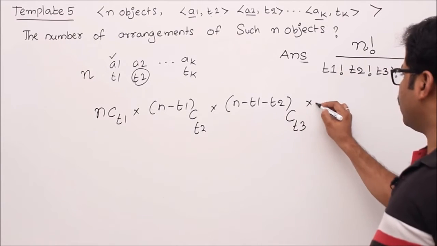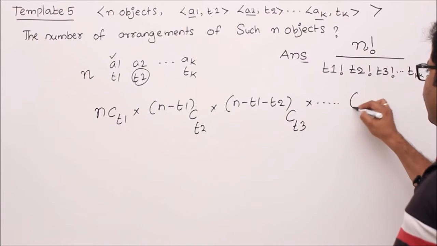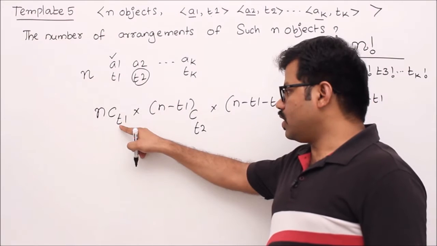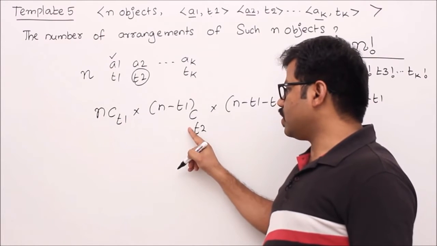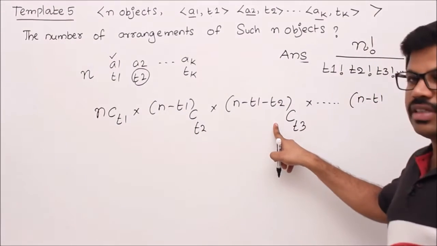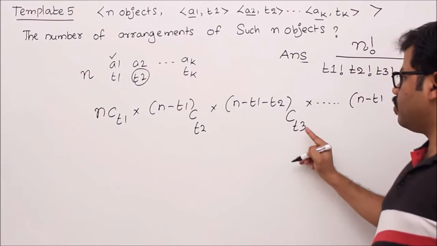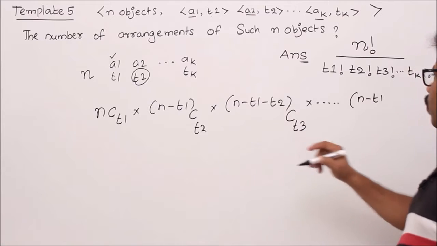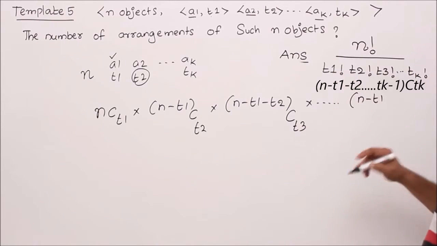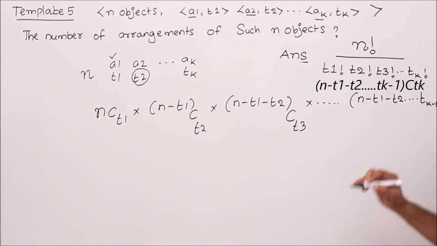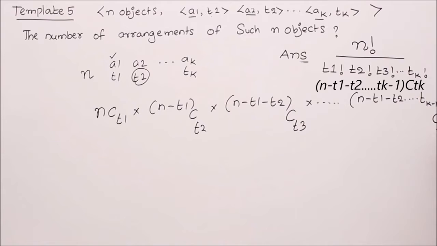If you extend it, that will become nCt1. This is for selecting positions for the first object. This is for selecting positions for the second object. This is for the third object. By observing the pattern, you can say that for the third object you have to write n minus t1 minus t2. For selecting the kth object, it will be n minus t1 minus t2, so on, minus t(k-1), C, the last object tk.